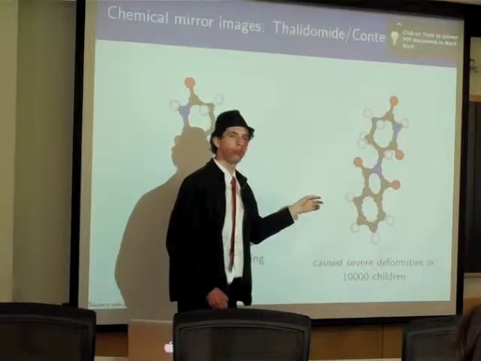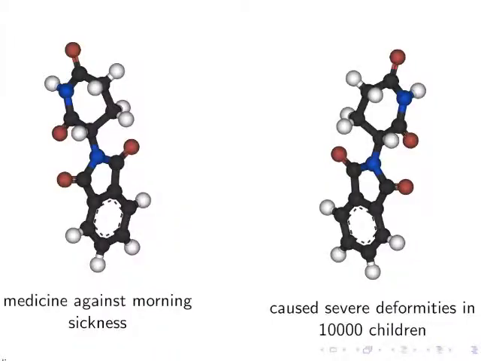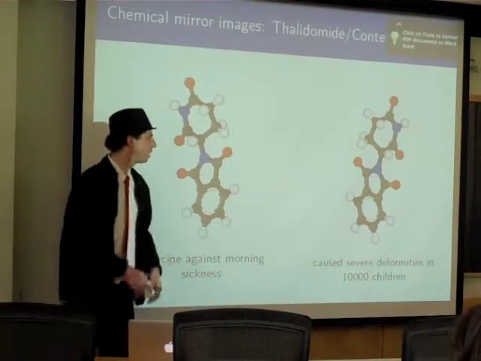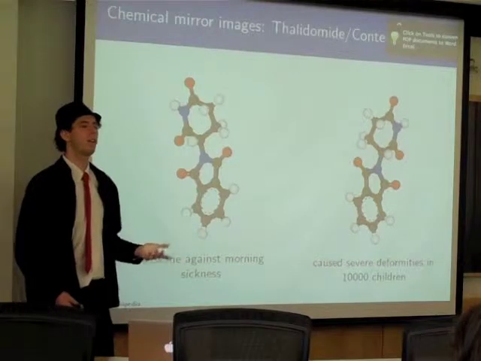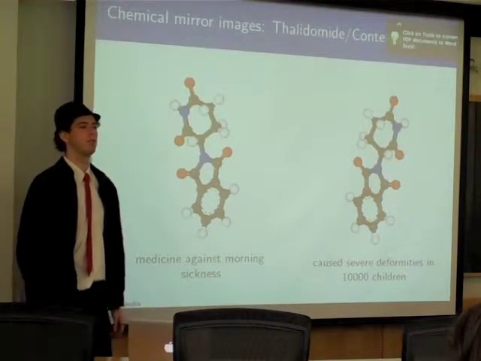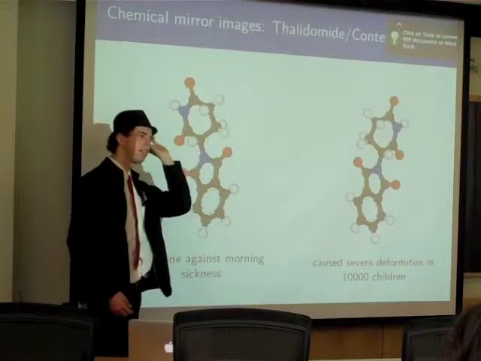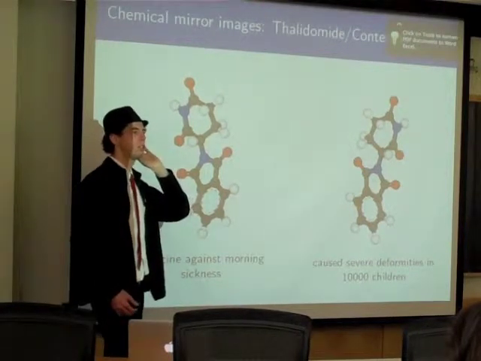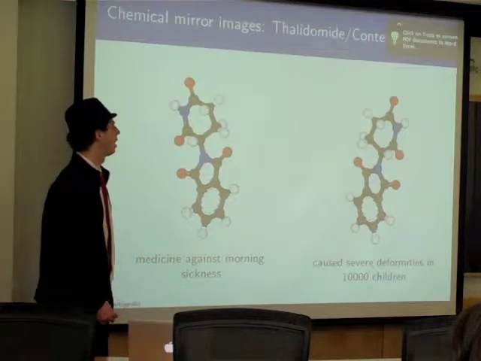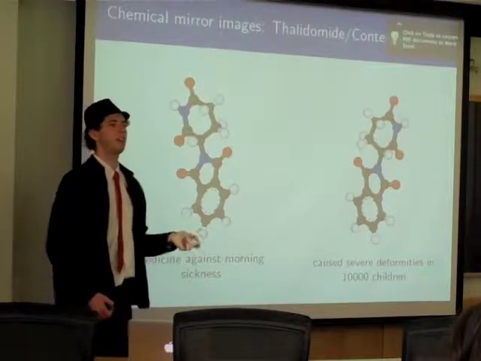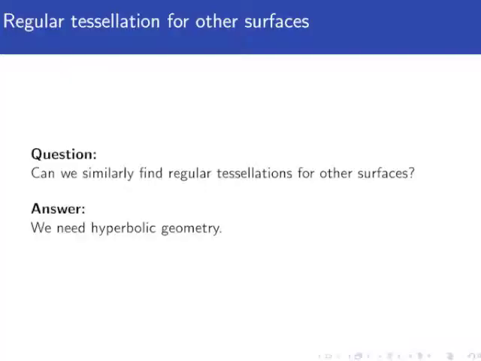The mirror image of this molecule has the unfortunate ability to bind to DNA and block certain promoters, which would be necessary for building blood vessels, and it would cause severe deformities in over 10,000 children in the 1950s and 1960s. It was one of the biggest scandals in the pharmaceutical industry of the 20th century, and caused a lot of heavy regulation after that. I switched to a lighter topic.